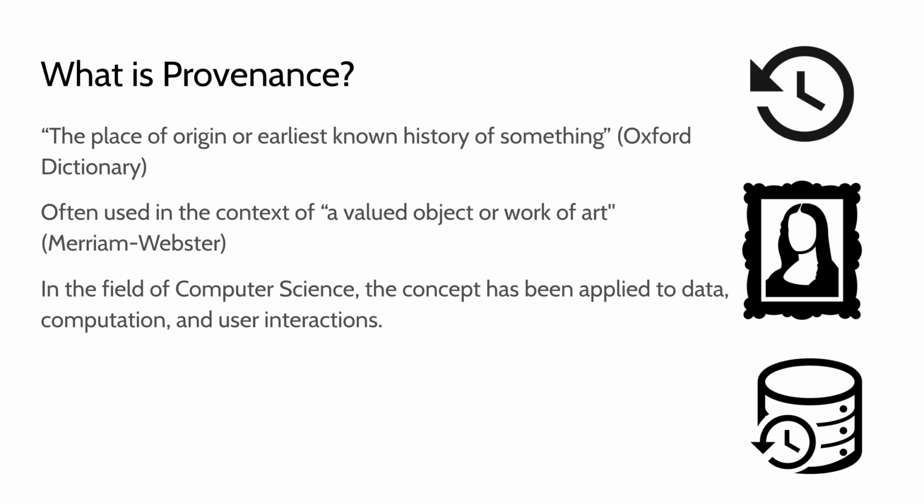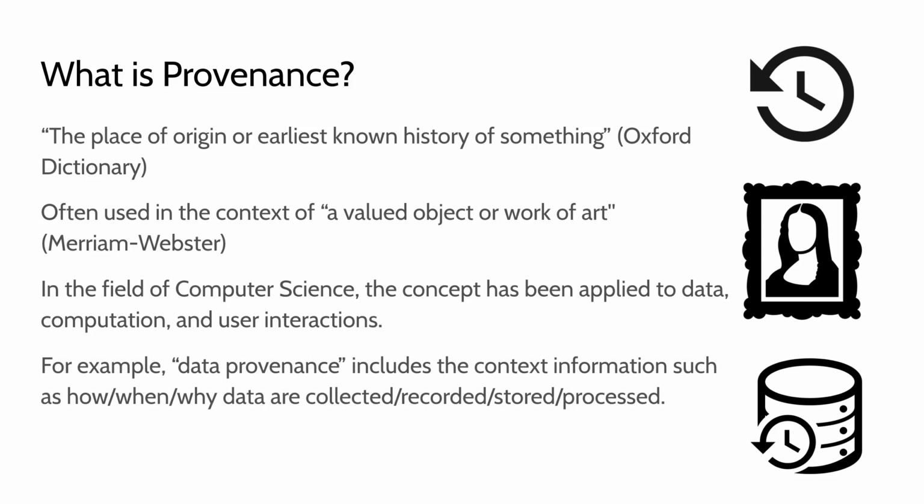The concept of provenance is adopted and extended in computer science and applied to notions such as data, computation, and user interactions. For example, the provenance of data, or data provenance, includes the context information such as how, when, why data are collected, recorded, stored, and processed. It provides a broader context than how it was originally used, not only the information to repeat the process, but also context such as why it was done.